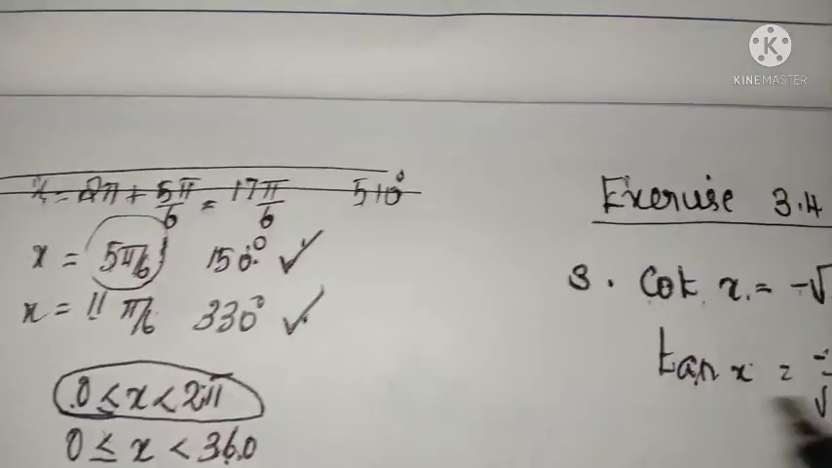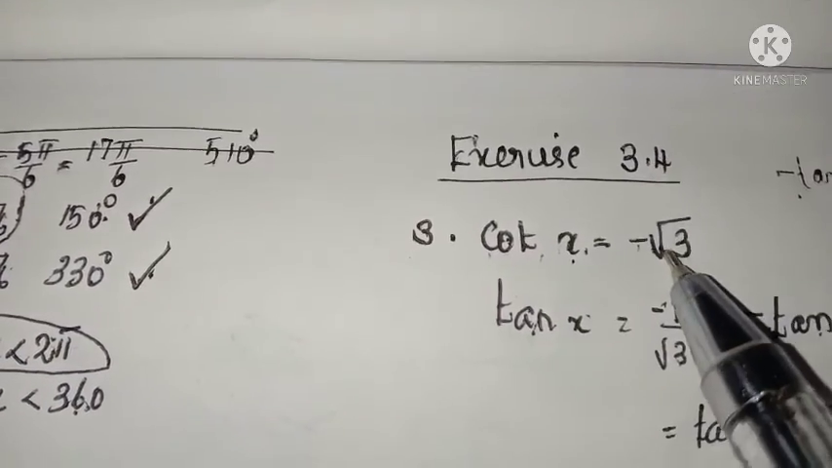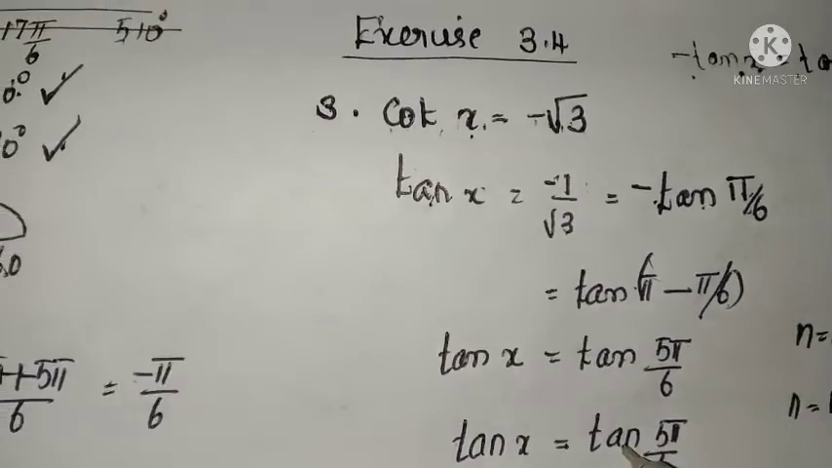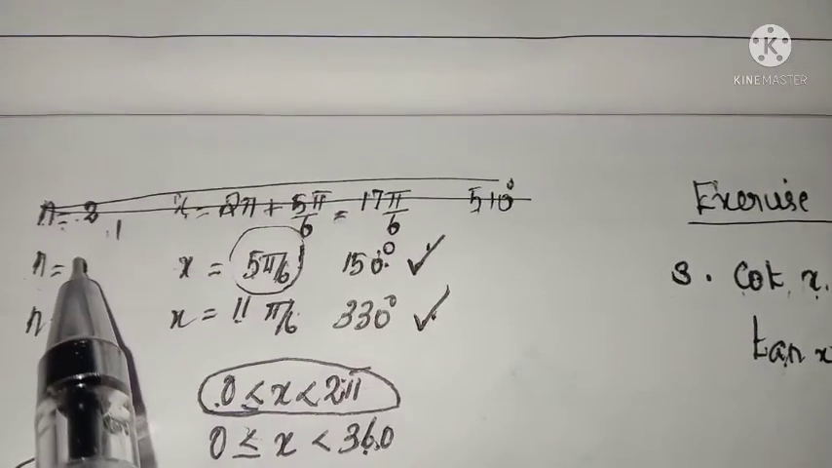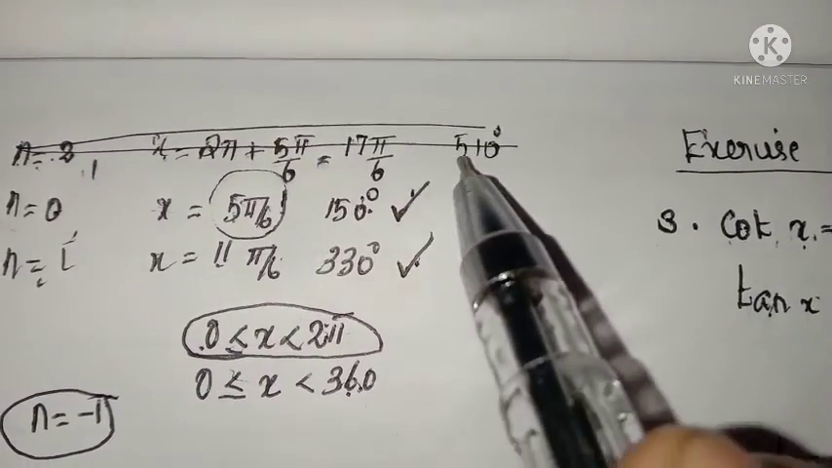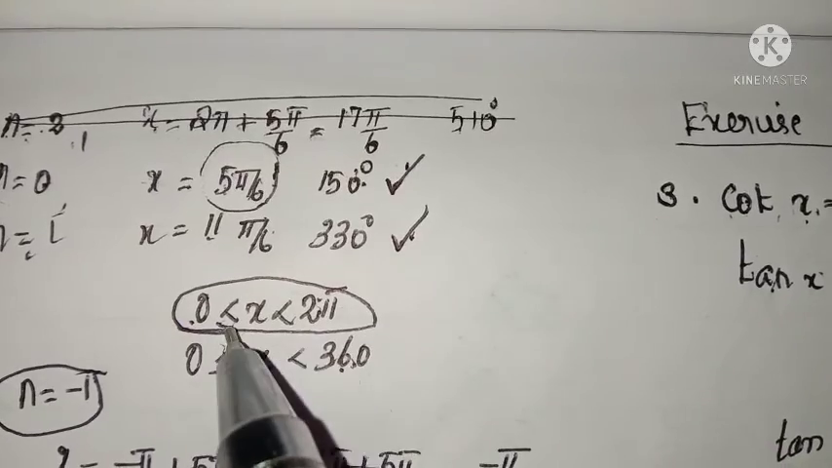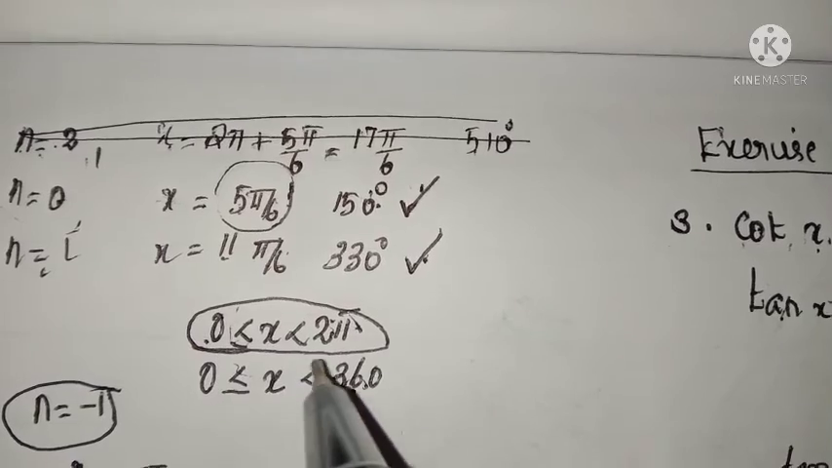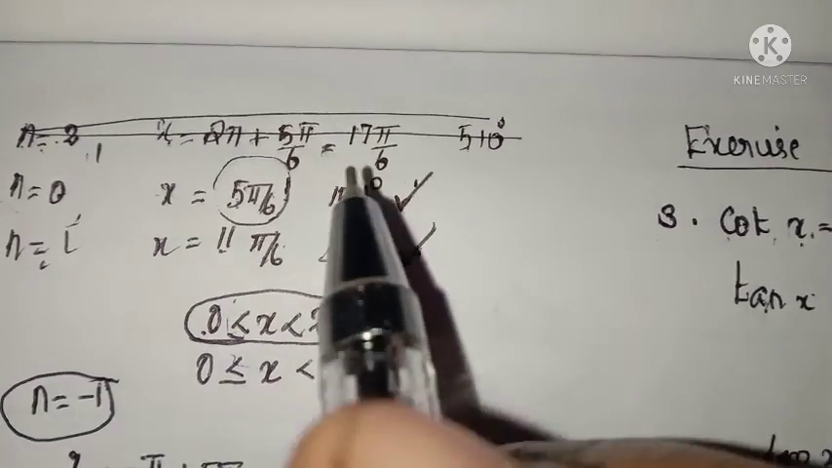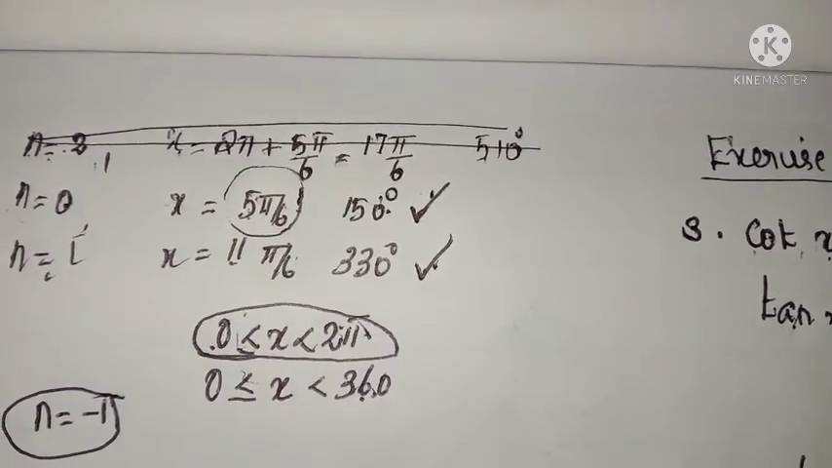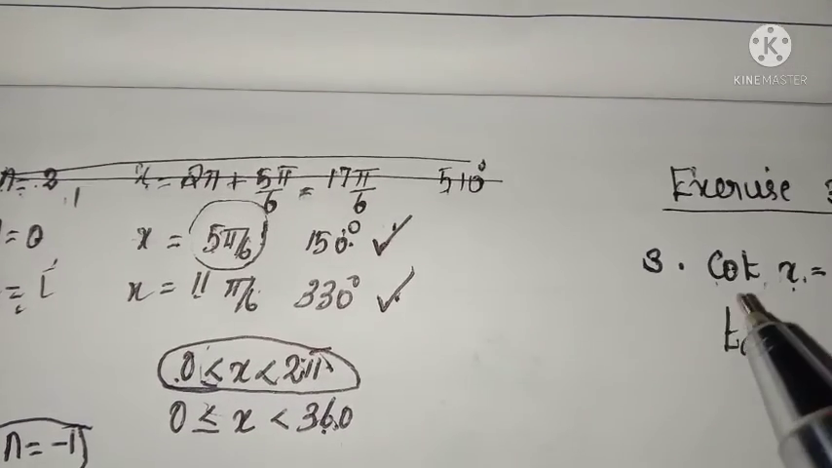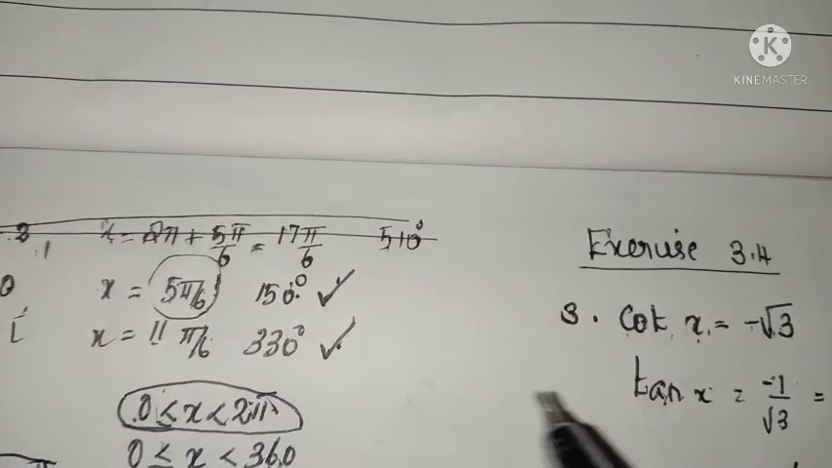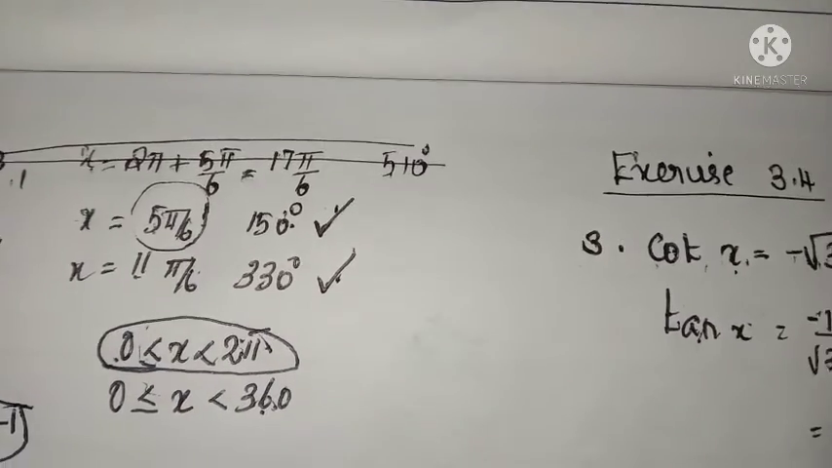Okay students. So cot x equal to negative root 3. We can first find the general solution, then put n equal to values and check whether the values lie in the interval. Okay. So from this interval we can easily select which values are acceptable as principal solution. Listen children, this is one of the methods. There is another method to find principal solution without finding general solution. Let's watch.